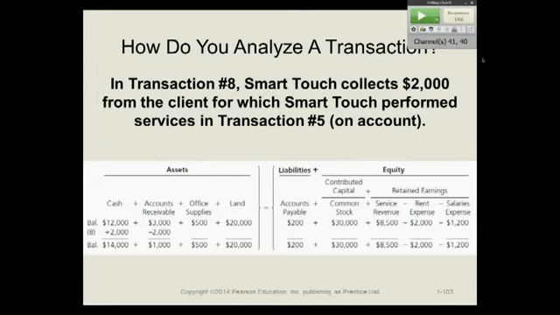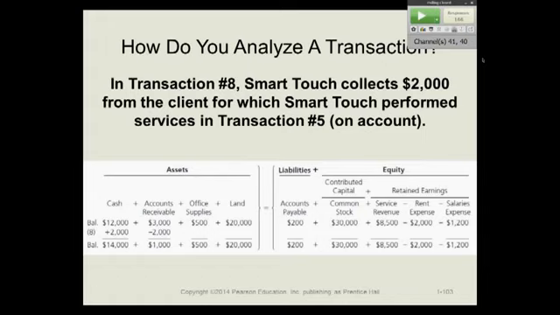Transaction 8. Now they collect services from the client that they had an accounts receivable. So you're collecting an accounts receivable. Here's an important point. In transaction 8, make sure you realize that this is not revenue. You're collecting something on account. So you increase the asset cash, you reduce accounts receivable. Again, you change the composition of the assets, but not the total. The balance sheet still balances at $35.5.